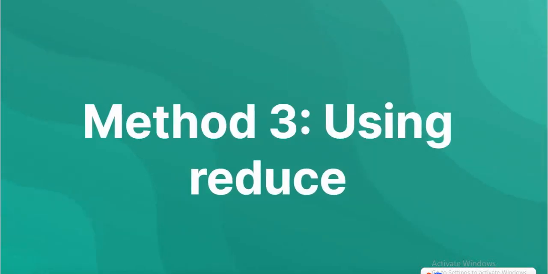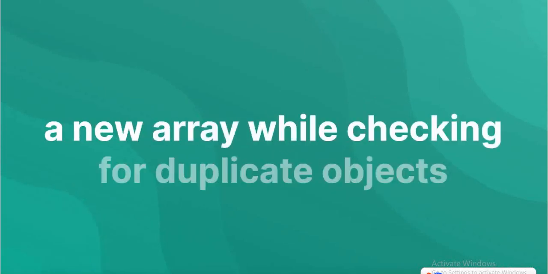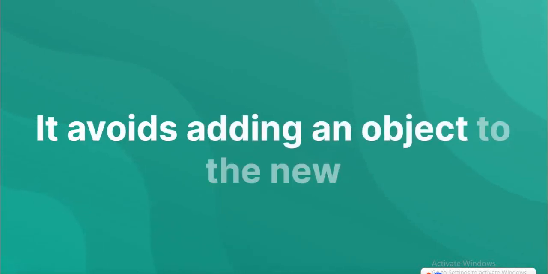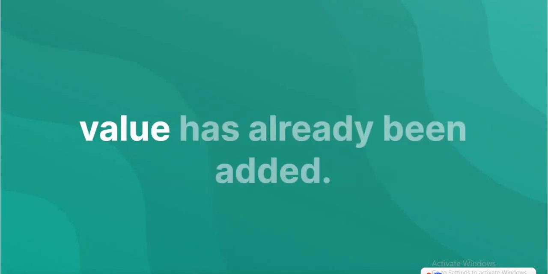Using reduce. Employs the reduce function to build a new array while checking for duplicate objects based on a specific property, e.g. ID. It avoids adding an object to the new array if an object with the same property value has already been added.